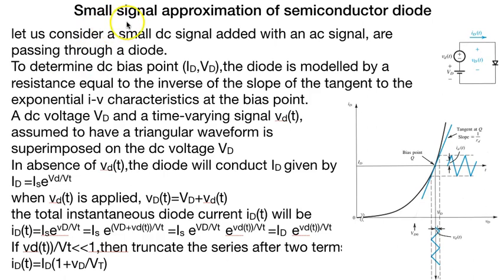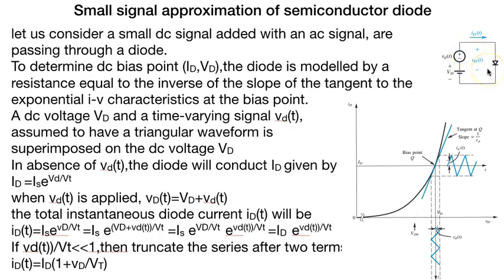We'll see a small signal approximation of the semiconductor diode, which is the most accurate one that we come across. Now, you can see that there are two components, one is a DC voltage.